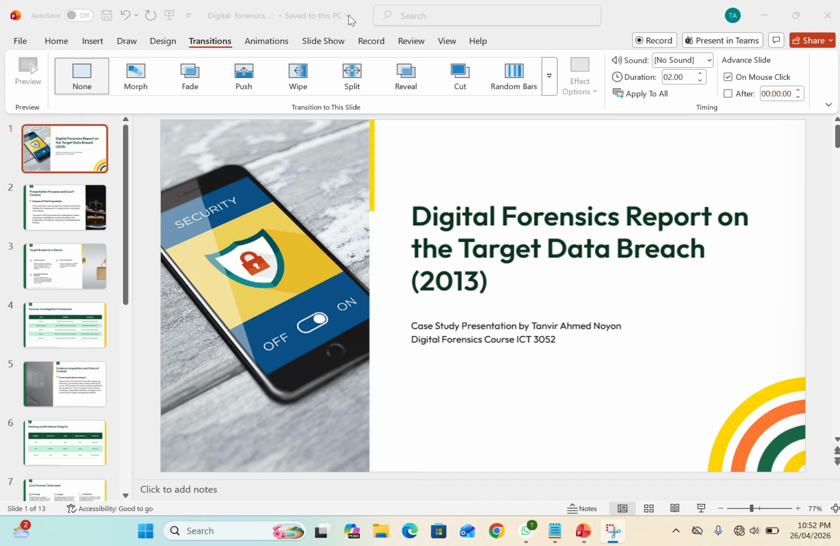So I will be discussing one of the core subjects, digital forensics, and this is about our case study and the report on the Target data breach that happened in 2013. The course is ICT 3052. This is our course ID. So without any further delay, I will go to the discussion.